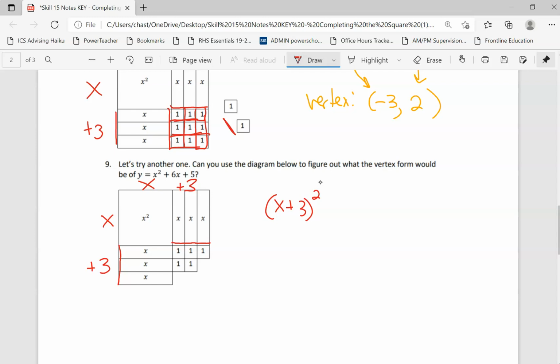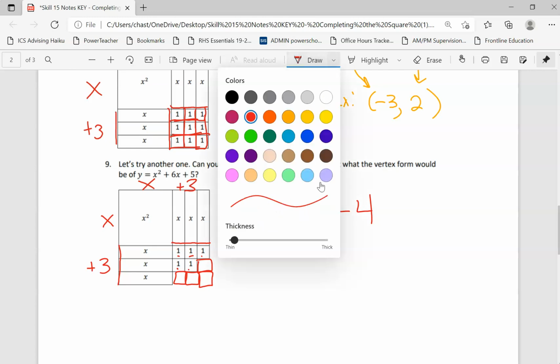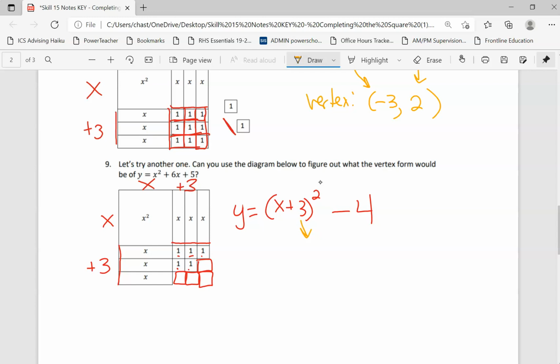But when you look here, we only have 5 of these little squares. We're missing 1, 2, 3, 4. So we're 4 less than the total perfect square. So minus 4. So now to figure out the vertex for this, the opposite of 3 is negative 3. The y value is just the negative 4. So that's your vertex.